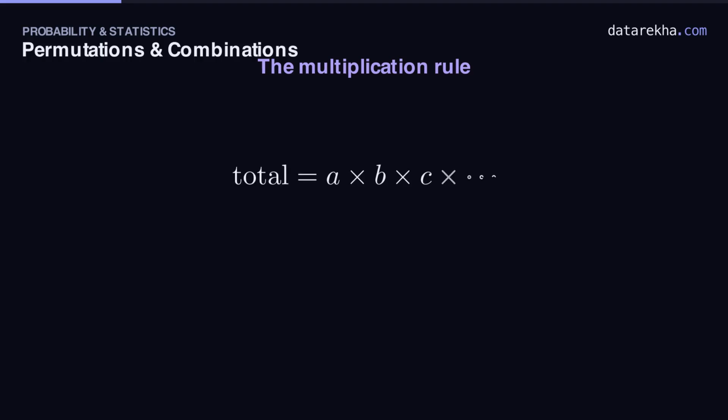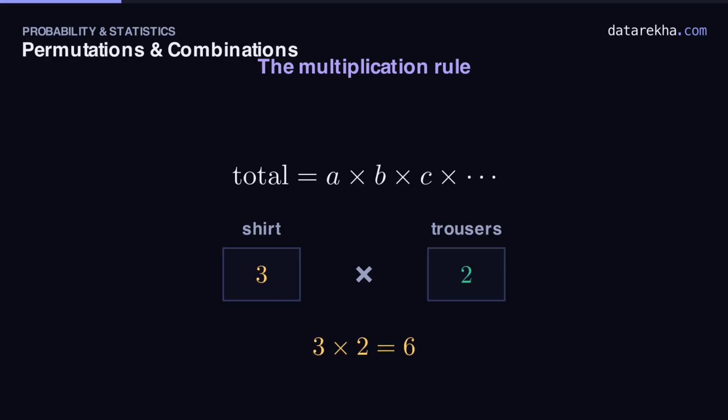Everything in counting grows out of one simple rule. If a task happens in steps, you multiply the choices at each step. Say you own 3 shirts and 2 pairs of trousers. Picture 2 slots, one for the shirt, one for the trousers. The shirt slot has 3 choices. The trouser slot has 2. 3 times 2 is 6 complete outfits.